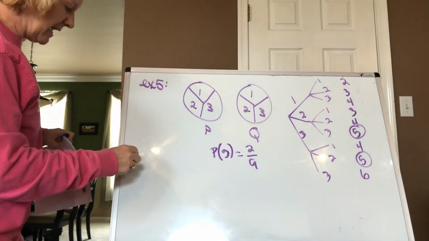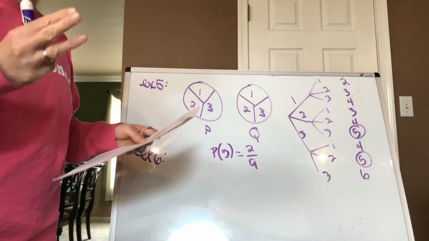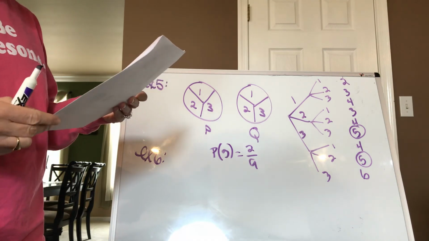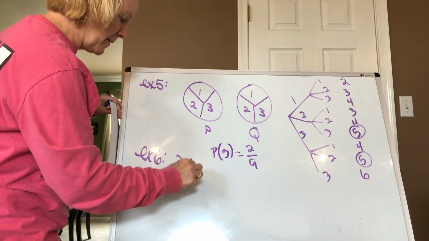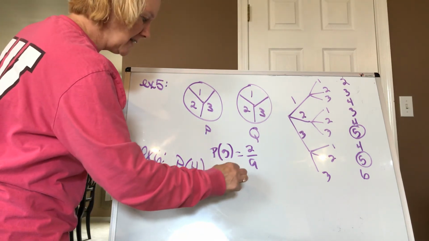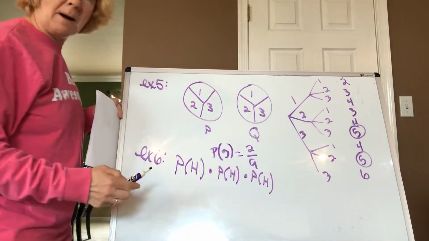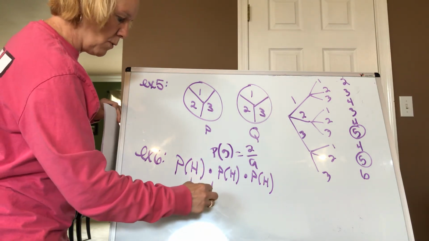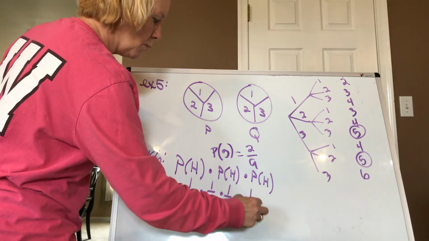Okay, last example, example 6. It says, you toss 3 quarters at the same time. What is the probability that all quarters will land on heads? Well, we're going to have probability of heads times, we always multiply, probability of heads, and there are 3 of them, times probability of heads. Well, the probability of getting heads on a coin is 1 out of 2, times 1 out of 2, times 1 out of 2, multiply straight across, 1/8.